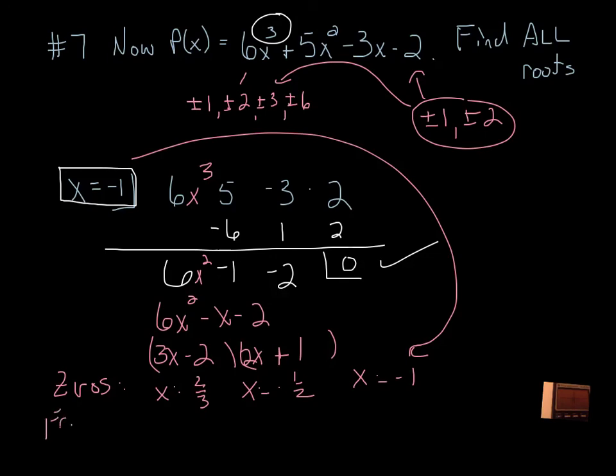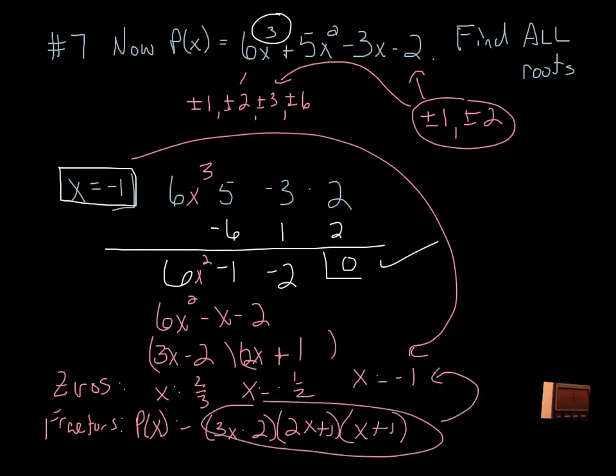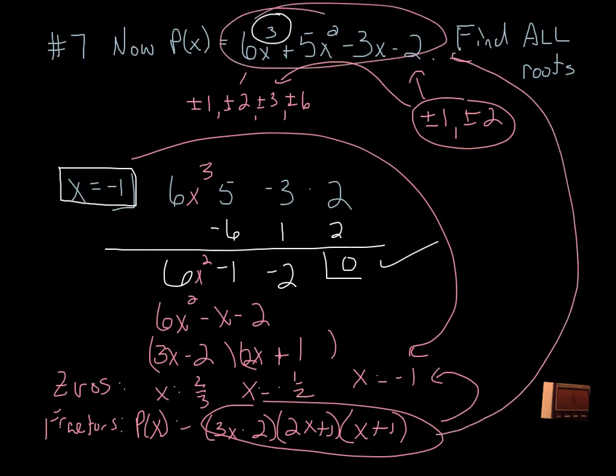That means your factors, let's write it like this. We'll say the function p of x in factored form would be 3x minus 2 times 2x plus 1 times x plus 1. Those are the factors that would give you these zeros. This is the same p of x as what we started with, only now it's in factored form. It's not been multiplied together.